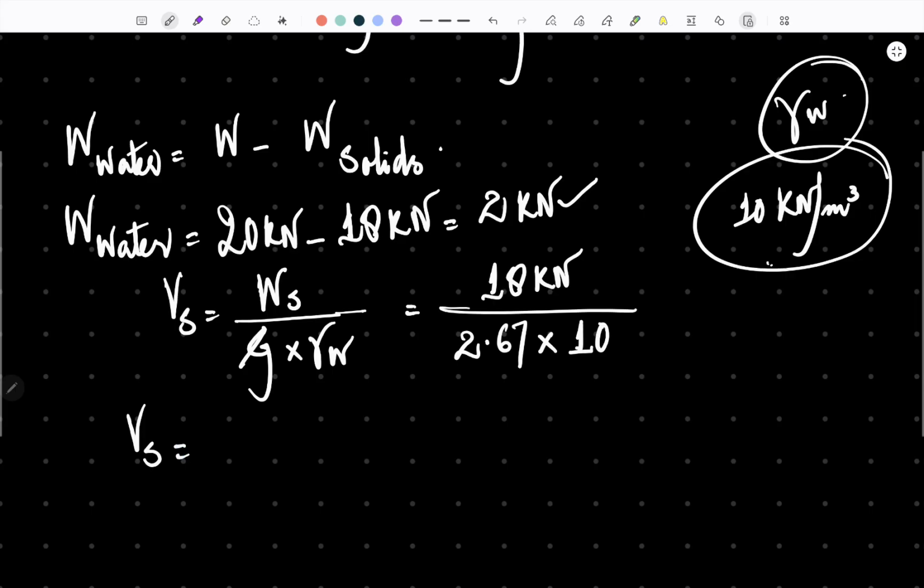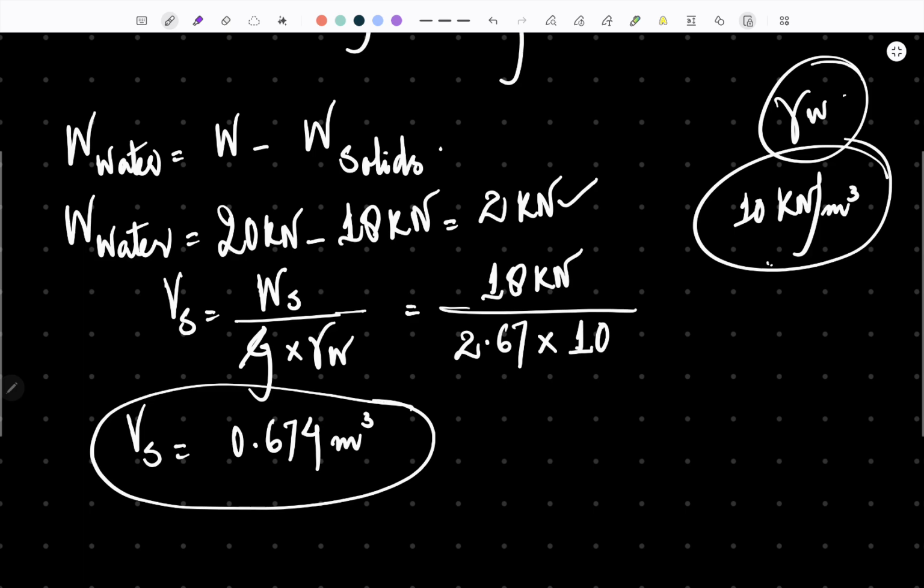Volume of solids by calculation, it is 0.674 cubic meter. How did we arrive at this? Because we knew the weight of solids, we use the equation volume of solids is equal to weight of solids divided by specific gravity of the solids, which was clearly given in the question, multiplied by the density of the water that we know at 4 degrees centigrade. So volume of solids came equivalent to 0.674 cubic meter. Now we'll represent the same on the phase diagram.